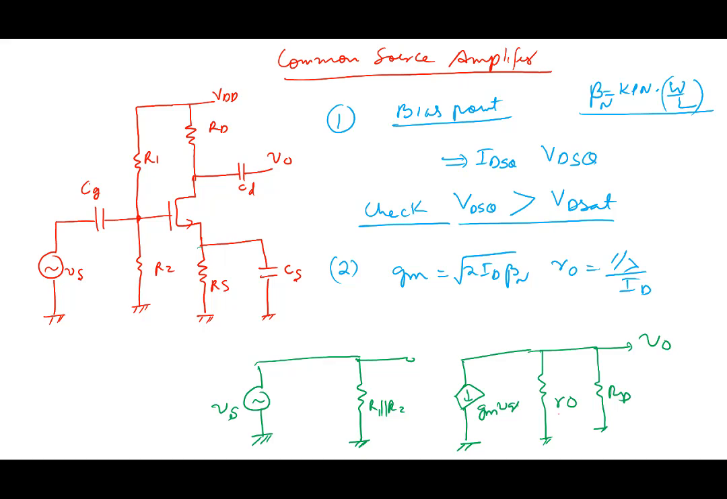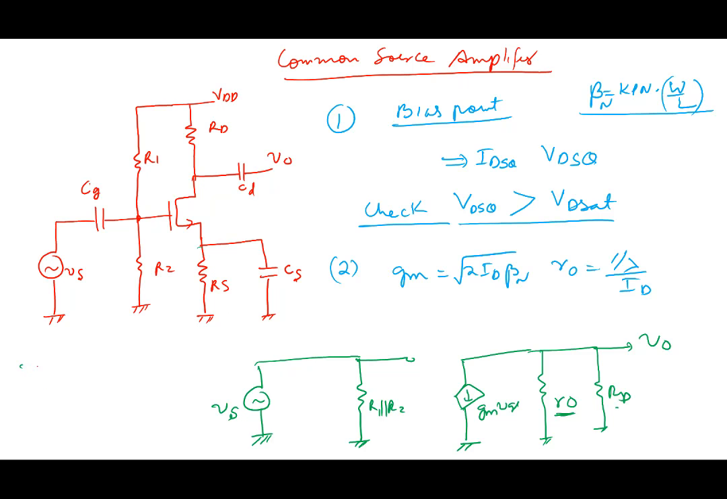And it's very easy to see. Normally R0 would be much larger than RD. Same thing, you will see that the gain V0 by Vs is minus GM RD. Or if you want to be accurate, minus GM RD parallel R0. Same. There it was minus GM RC, here it comes out to be minus GM RD.